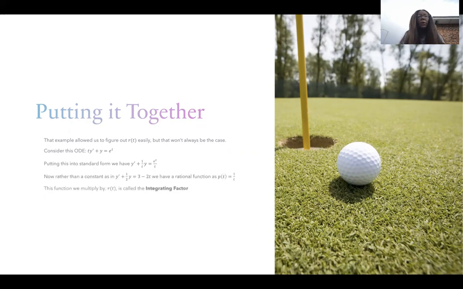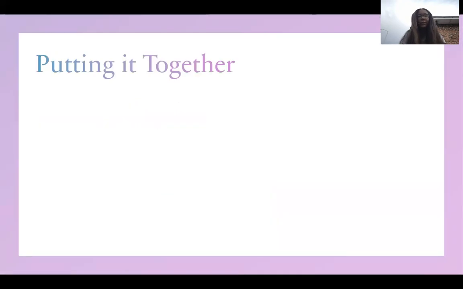Well, this r of t is exactly what we call the integrating factor. That's what we're multiplying by. We're multiplying by this function that allows us to integrate, because it creates the product rule for us.